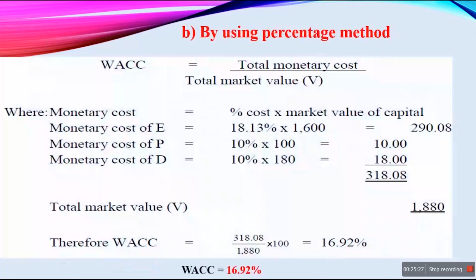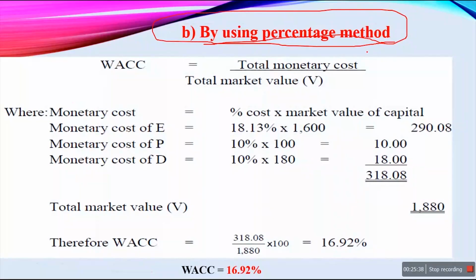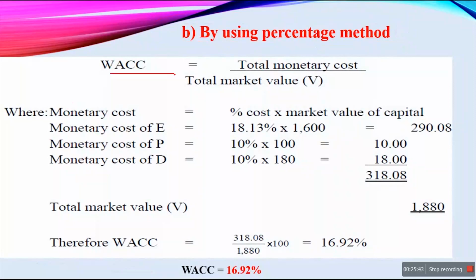You can also obtain the cost of capital by using an alternative method, which we are calling the percentage method. That is, after obtaining the various capital components costs, you can combine them using the percentage method. How do you do this? WACC is given by the total monetary cost divided by the total market value. The total market value, we have already obtained this as 1,880 million. That is, you take the P plus P plus E plus D to give us 1880. So we already have the total market value.